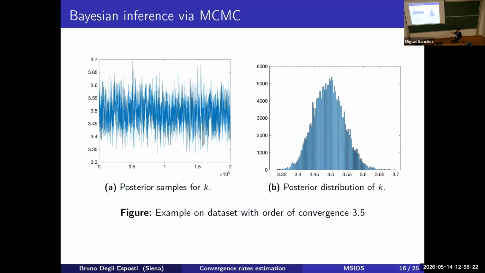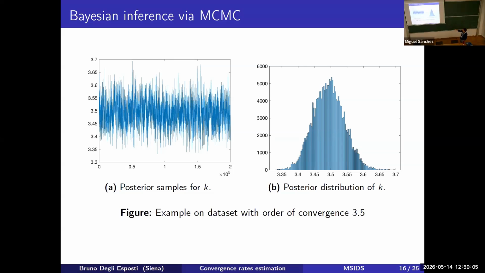So this is what the posterior samples look like for K. So we have 10 to the fifth, 2 times 10 to the fifth, because we reject the first third, which is like a warm-up time for this iterative algorithm. Then the chain mixes, and basically the values for K jump from, well, 3.3 to 3.7, but you see that they mostly concentrate around 3.5. And that's because I ran the Metropolis Hastings algorithm on data that was generated from a model with order of convergence 3.5. So we can also detect fractional orders of convergence.